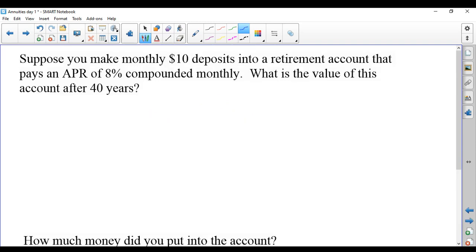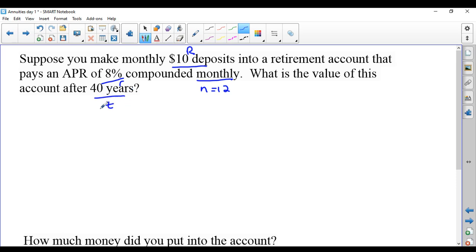So here's an example. Suppose that you are going to make monthly $10 deposits into a retirement account that pays an APR of 8% compounded monthly. So the $10 deposits, that's the capital R. That's how much your equal payments are. The APR of 8% is our lowercase r. Since it's compounding monthly, n equals 12. What is the value of this account after 40 years?